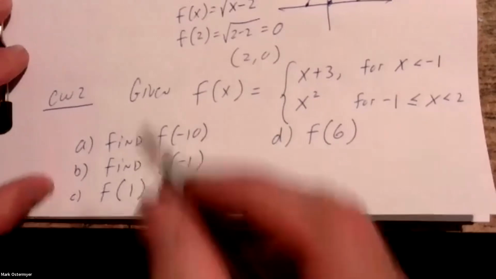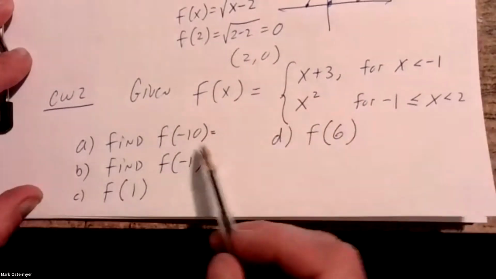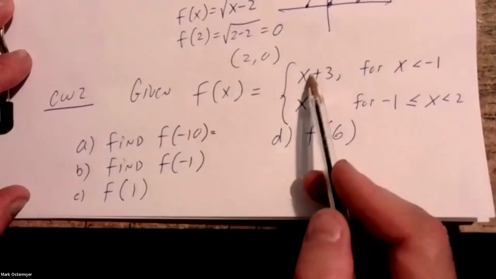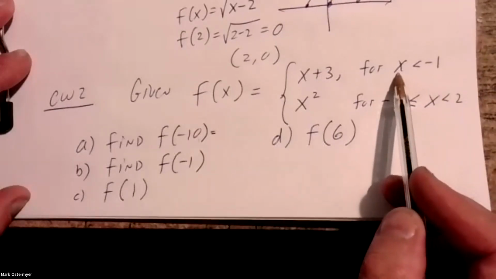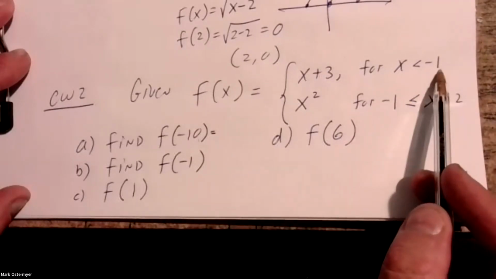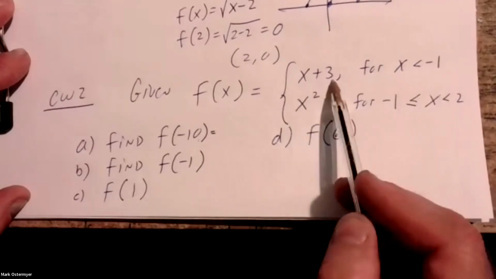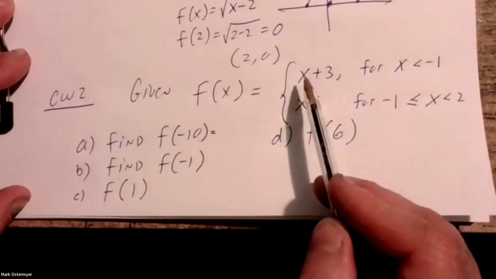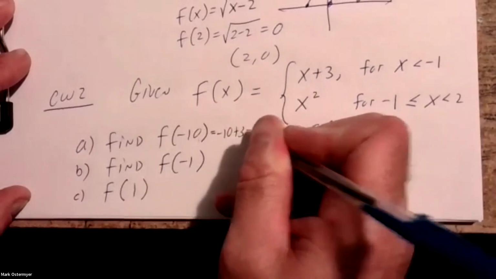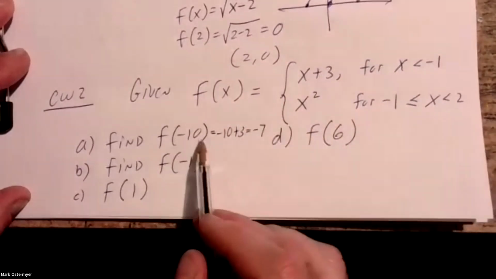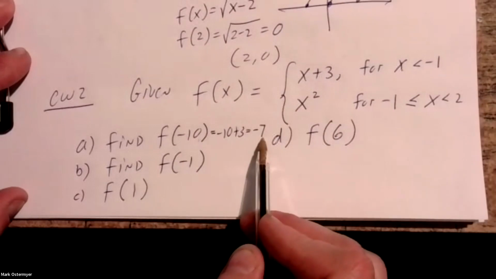All right, so what's f of -10 going to be? Anybody? What definition should I use? First or second? The first one. Yeah, -10 is not in this interval, but -10 is a real number less than -1. Because of that, we have to use the first definition. So f of -10 is going to be -10 plus 3, which gives you -7. Your answer, f of -10, should be -7.